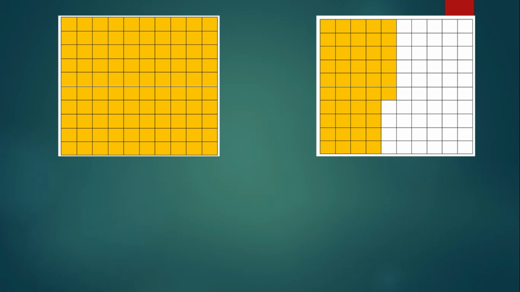Now you can see one more example on the screen, children. This is one whole because all the 100 squares are colored, and here you can see how many strips you can see here. 1, then the second one, then the third one and the fourth one. 4 strips of 10 squares are completely colored. So 4 will be at the 10th place.